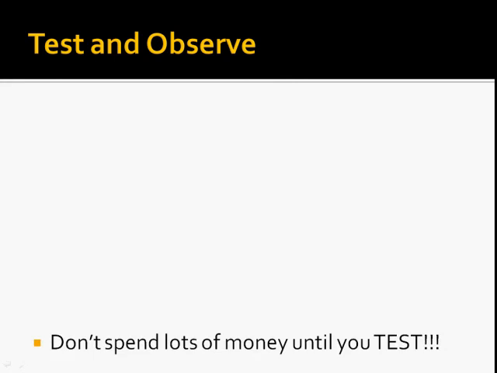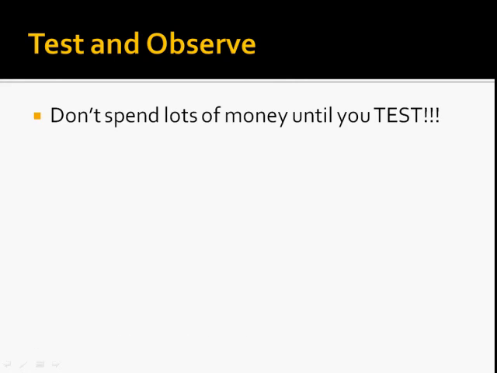So the first step is to test and observe. Now, you don't want to spend a lot of money until you test. So what I would advise is to set up several campaigns, do some split testing to your campaigns, maybe try different banner ads. You could have one banner ad on one site or even two banner ads on one site and two different banner ads, but don't tweak them dramatically. Tweak them only very, very slightly.